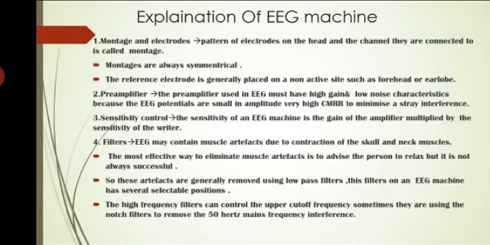Fourth, filters. EEG may contain muscle artifacts due to contraction of the skull or neck muscles. The most effective way to eliminate muscle artifacts is to advise the person to relax, but it is not always successful. So, these artifacts are generally removed using a low-pass filter.